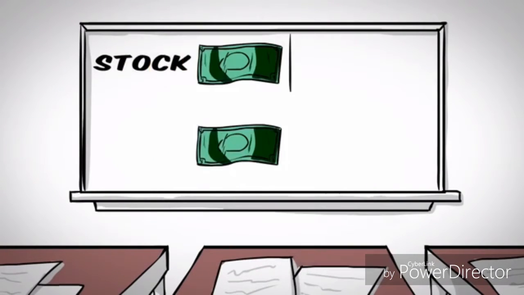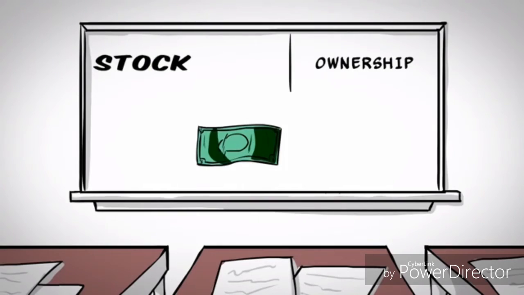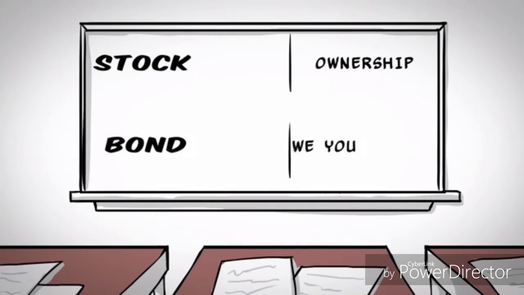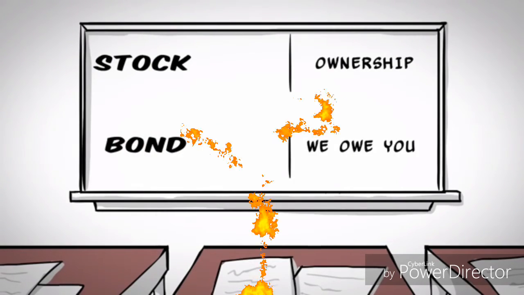So what did we learn? A stock, a share in the ownership of a company; a bond, an interest-earning loan you can make to a company or a government.